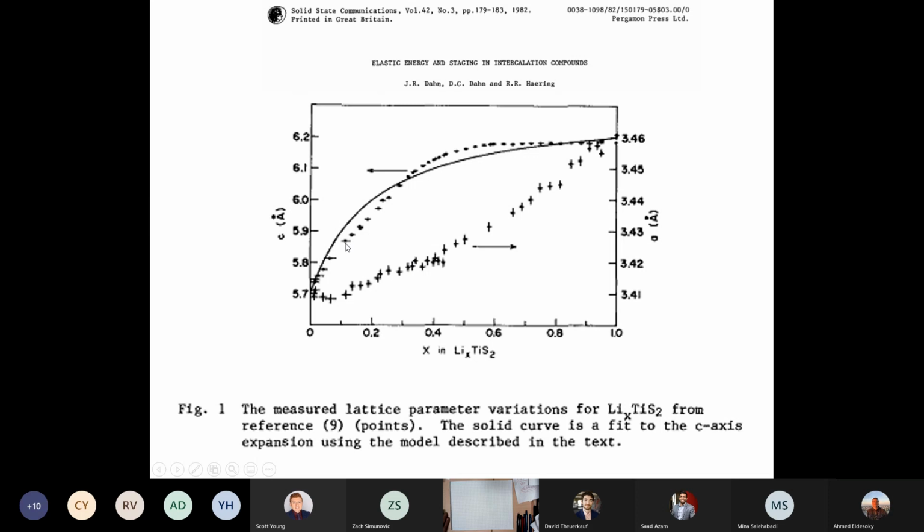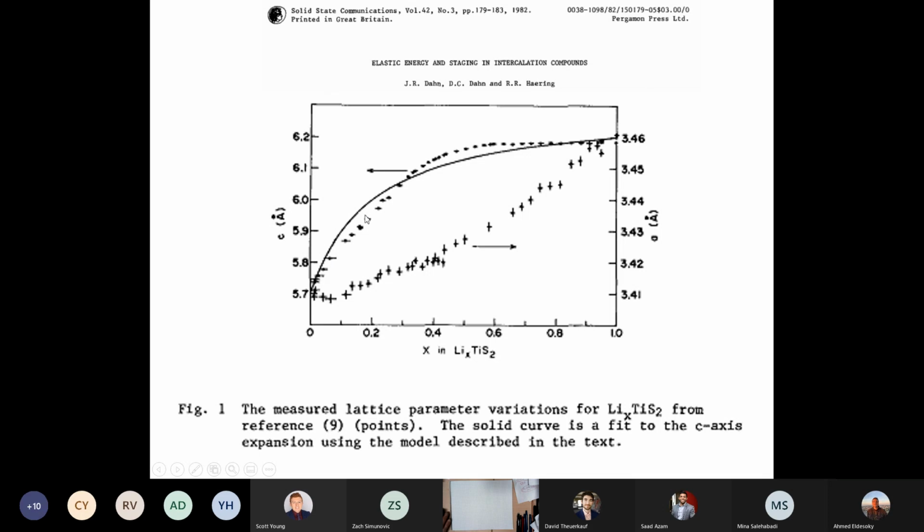Well, here's a graph that shows you the layer spacing, the spacing between titanium planes in lithium TiS2 as a function of the lithium content. And you can see that there's a strong lattice expansion. The layers get farther apart. Expansion is about 10%. And most of this expansion happens over the very first part as you add lithium, up to about 40%.